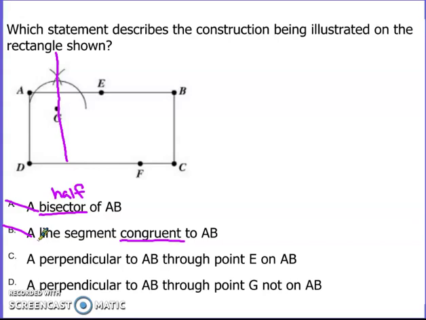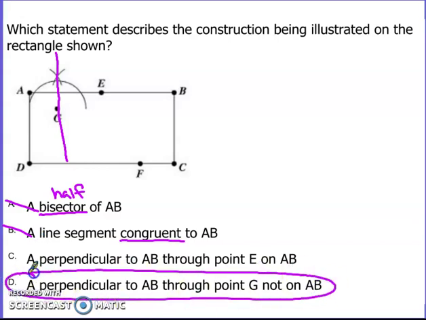If I look at the line I drew, yes, point E is on line AB, but the line does not go through point E. So you have to use a little logic and go, even though you know point E is on the line, this perpendicular line is going through point G that is not on the line.